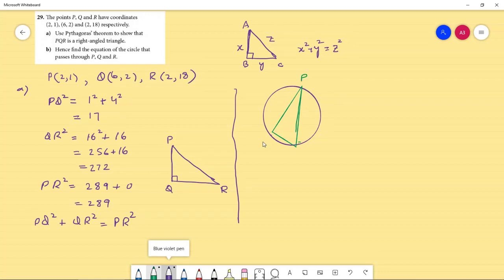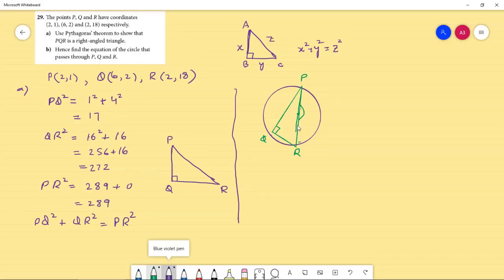P, because we know that the triangle is right-angled at Q, and this is R. Now you must remember that this angle is 90 degrees. In which condition can a right-angled triangle be made in a circle? This would be the diameter of the circle, because the angle subtended at the diameter would be 90 degrees. So PR actually is the diameter of the circle. So find the midpoint of the diameter for the center, and then find the radius of the circle.